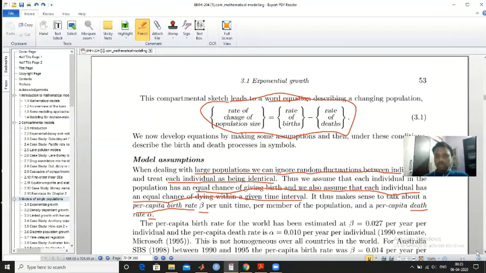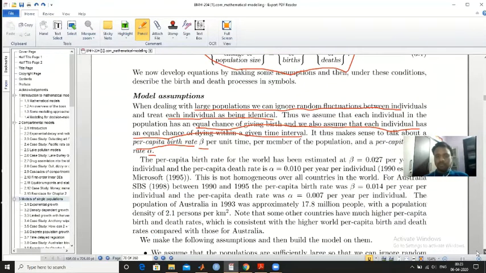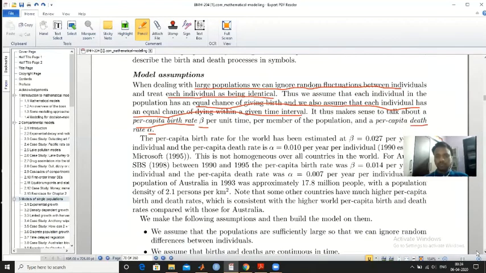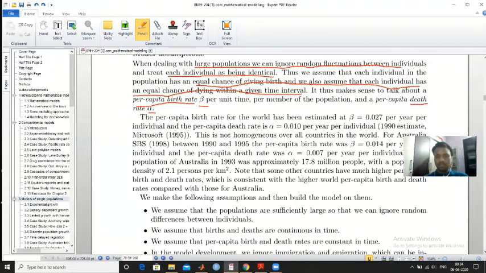So now these rates are given as per capita. Per capita means per individual. Some values are given which are estimated by different scientists for different geographical regions.